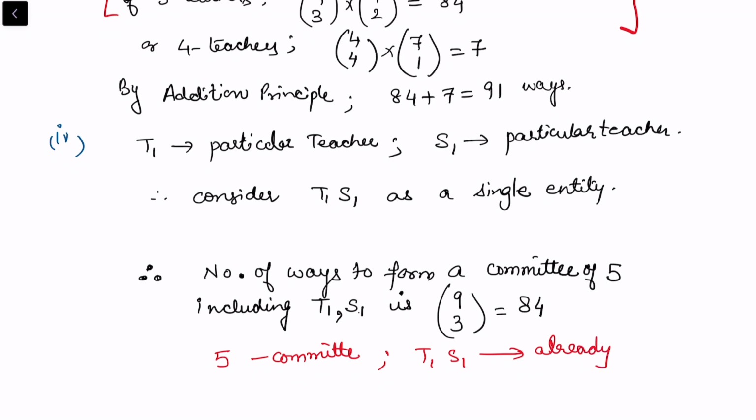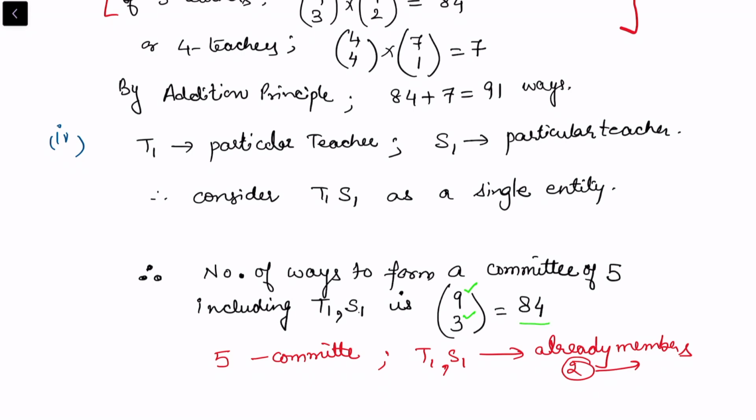So first I am choosing when they are already members simultaneously. T1 S1 is already there, 2 members are already selected, and the remaining 3 members we are taking from the rest. Out of 11 we have already selected 2 members, so the remaining members are 9, and out of these 3 have to be selected.